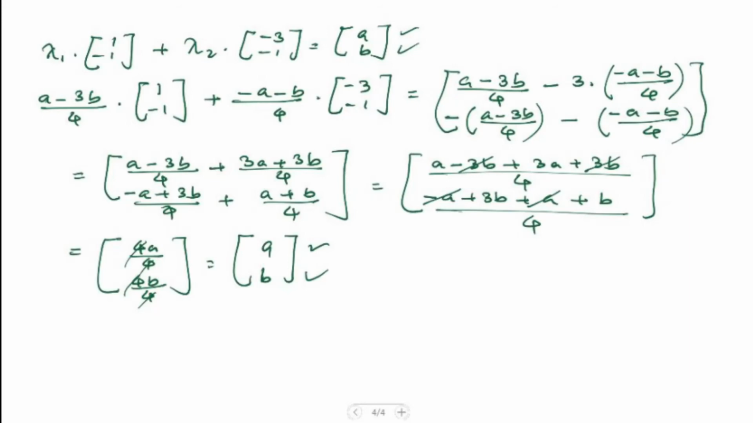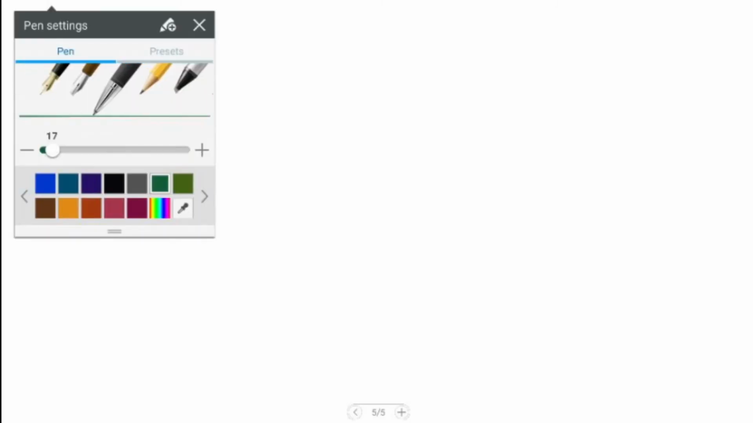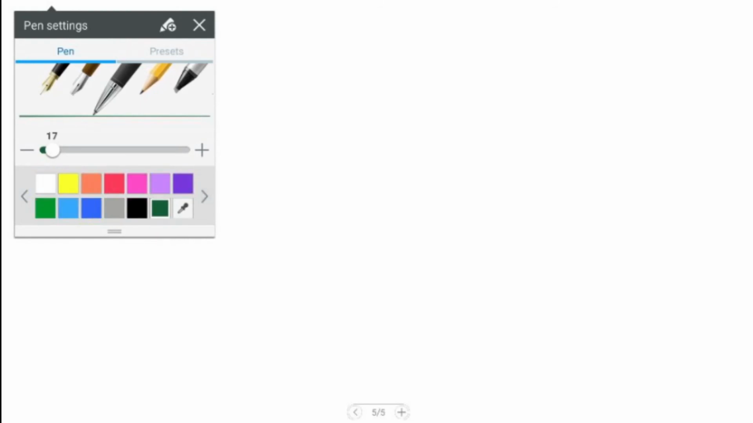So now we can say that AB is any vector that is spanned by the vectors lambda 1 times 1 minus 1 and lambda 2 times minus 3 and minus 1. So AB could be any vector on the plane. Let's choose any vector that we want. So maybe, for AB, let's choose the vector 11, 1.